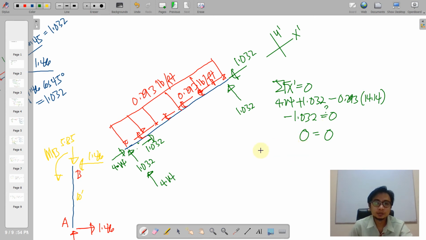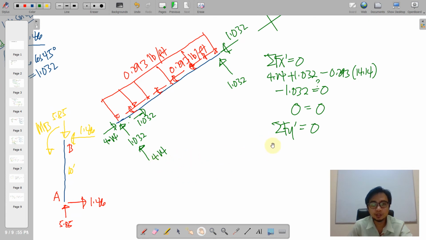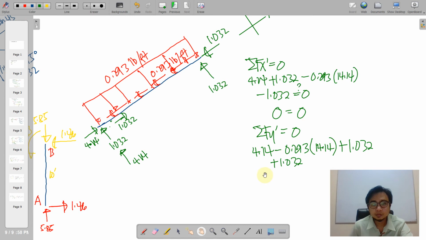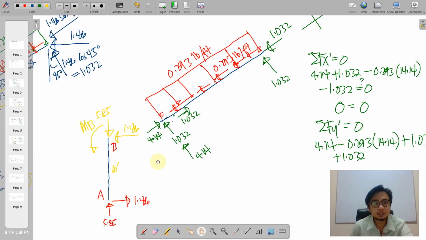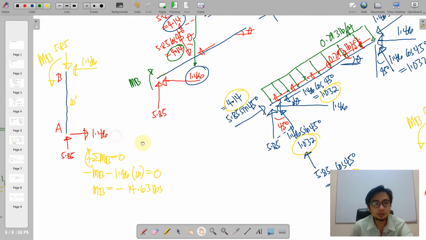So that's it. And then how about for y, which is rotated? So y prime is rotated axis. We have 4.14 going up. And then the going downward force here, 0.293 times 14.14. And then of course we want to add this one, 1.032, and another upward 1.032. And if we equate it to 0, it will not yield 0. So again, there will be misdirected forces here. So let us start with the transfer of the loading. So that is how to check or troubleshoot it.